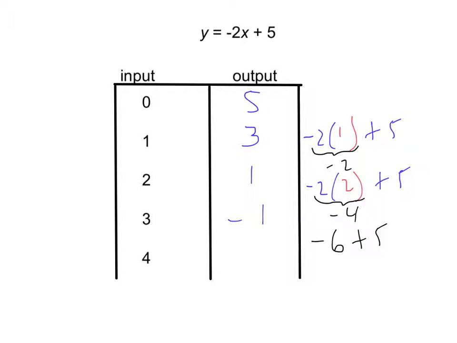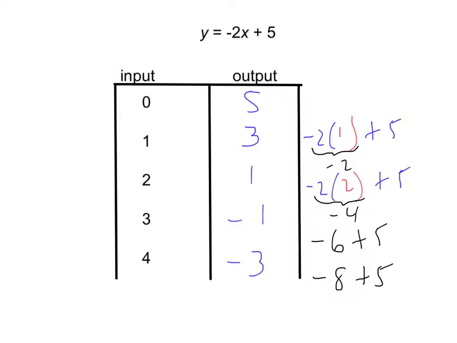Last one on the chart, you're plugging in the 4, so this time we've got negative 2 times the 4, which is negative 8. Remember, you're going further into negative territory, but you're still coming up that same amount. You're just coming up 5, so that's going to pull you to negative 3.